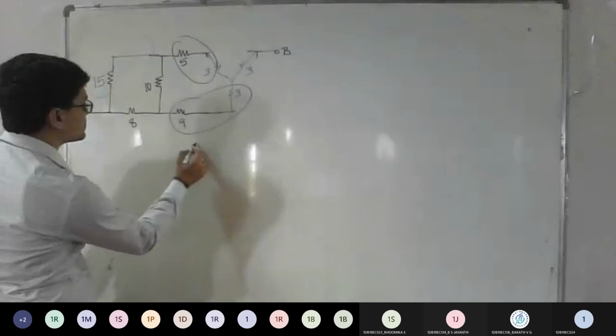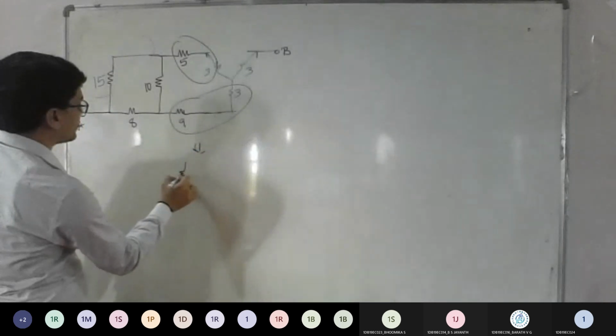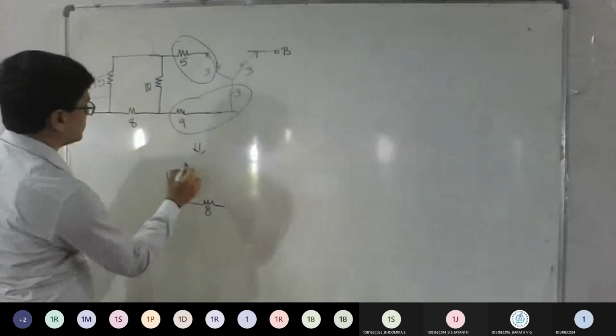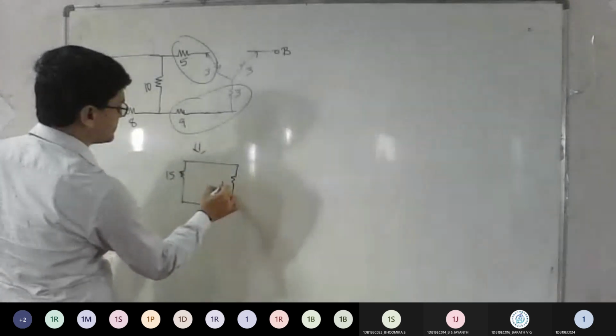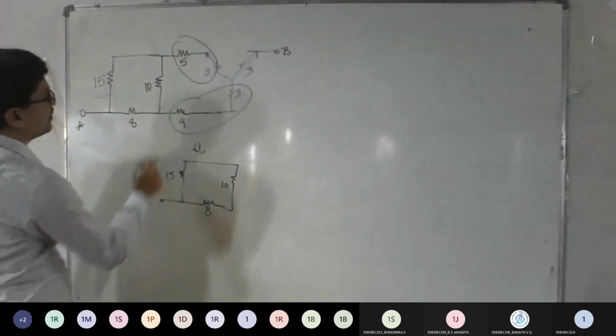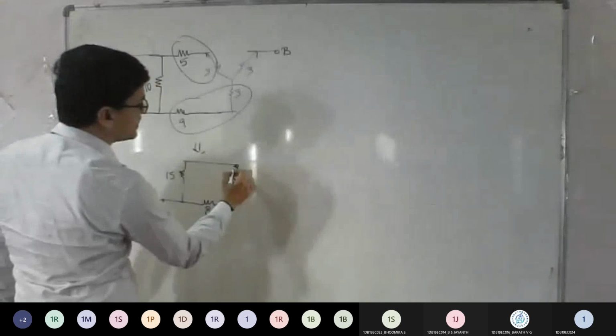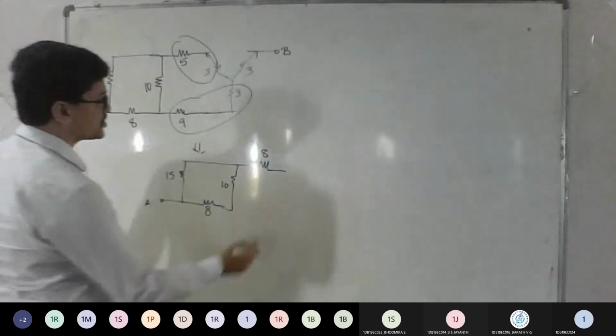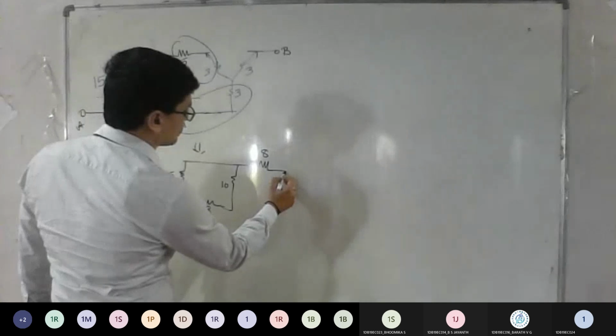So let me redraw the circuit. 15 as it is, 8 here, then 10 as it is. So this is your terminal A. This part 5 plus 3 becomes 8. Try to write the steps properly so that you do not get any confusion.